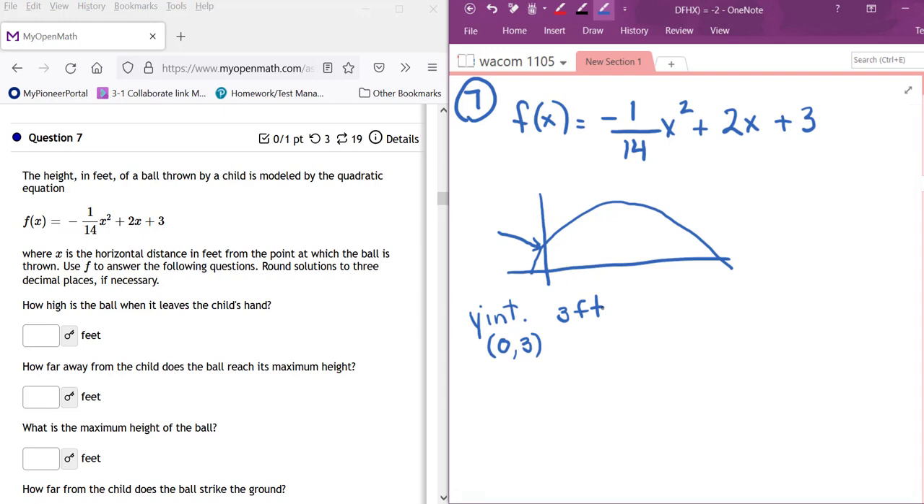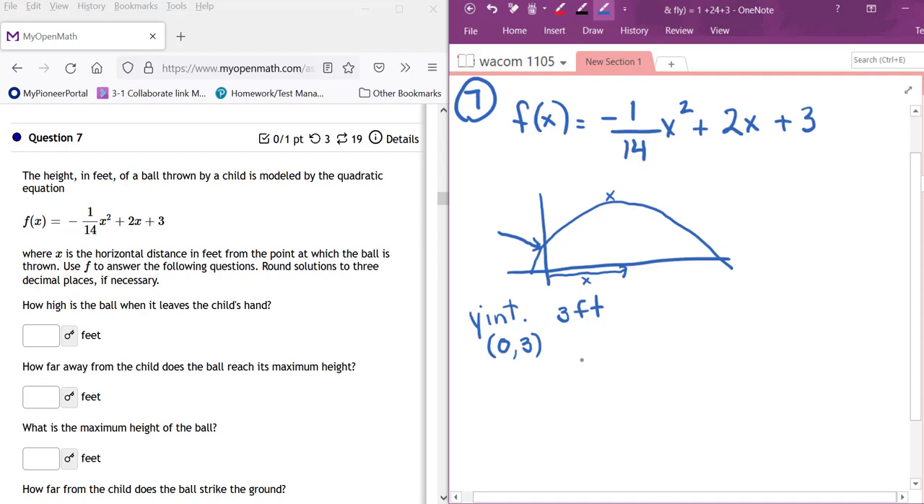How far away from the child does the ball reach its maximum height? Its maximum height will be the vertex, and you want to know the x-coordinate. That's how far away the vertex is. You can get that fairly easily by hand, or you can also go to your calculator. We'll go ahead and do that one by hand.